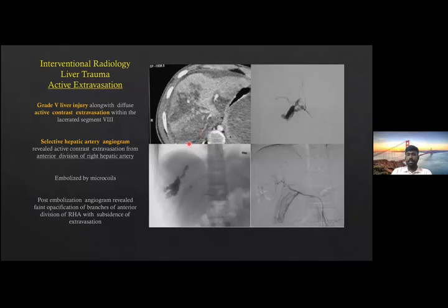Here we can see that the patient has a liver trauma, and there is a focus of active extravasation in a patient with grade 5 injury. The DSA showed the presence of active extravasation, which in the delayed phase is continuously increasing. Then we embolized the anterior division of the right hepatic artery selectively. We can see the rest of the branches of the right hepatic artery showing enhancement of the normal parenchyma without any active extravasation.